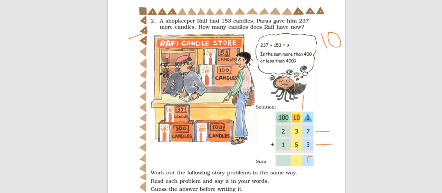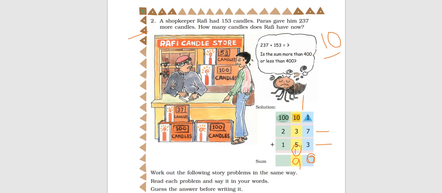So let's put 0 in the ones column and carry forward the 1 ten to the tens column, right? We have 7 plus 3 is 10. That is 10 ones, which is also 1 ten. We put 0 ones, and carry the 1 ten to the tens column. So we have 3 tens, 5 tens, and 1 ten, which is a total of 9 tens.